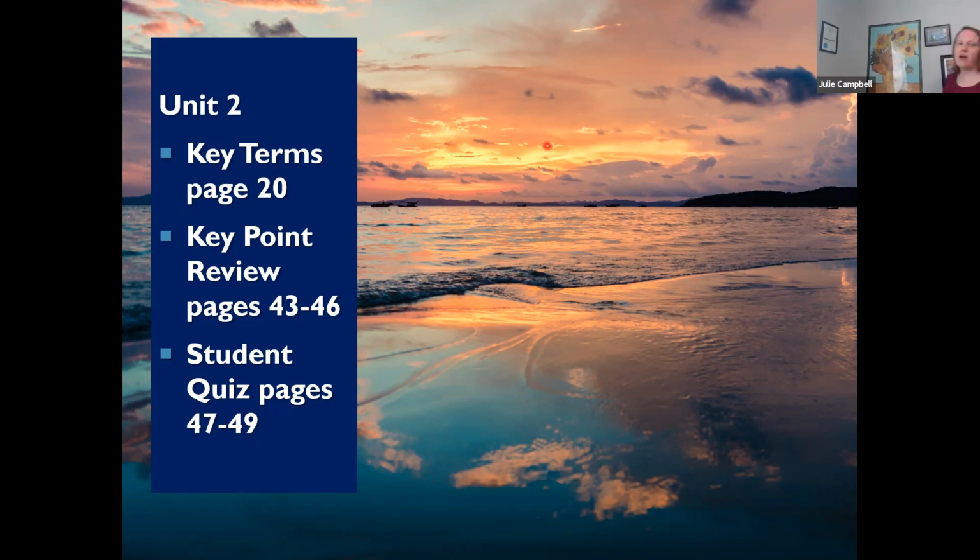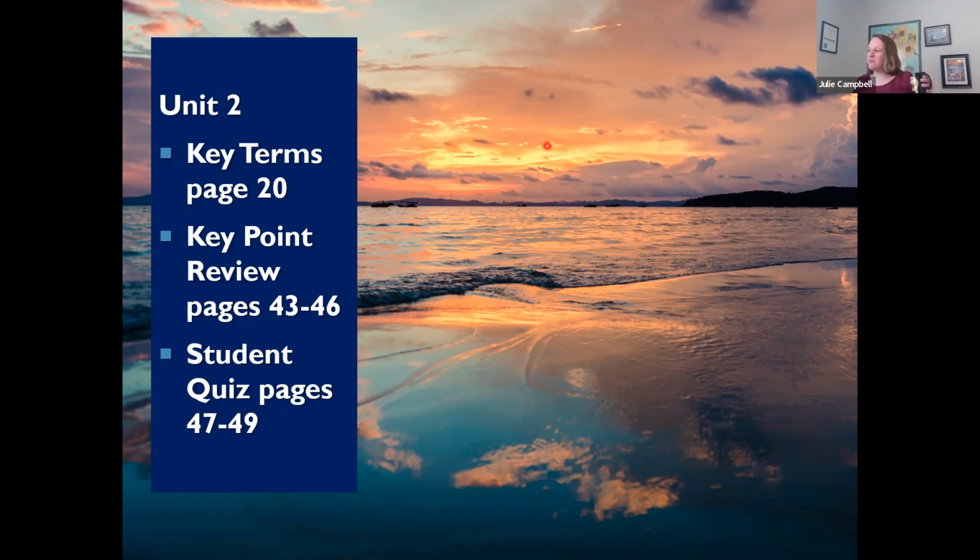So in Unit 2, we have key terms on page 20. I'm really a big fan of the key point reviews. It's like your Cliff's Notes. Anybody get through high school on Cliff's Notes? Here you go.